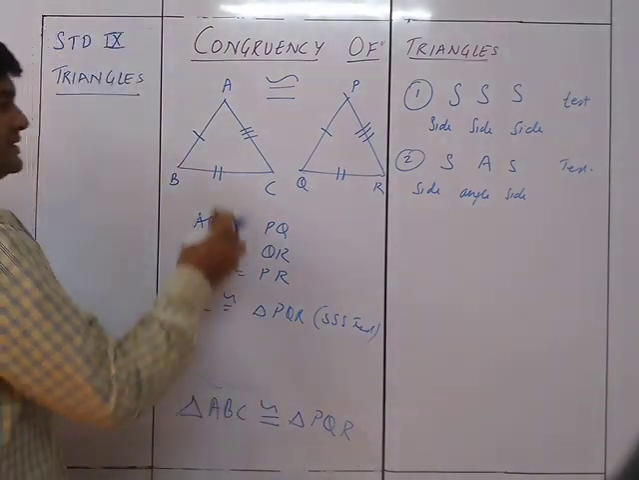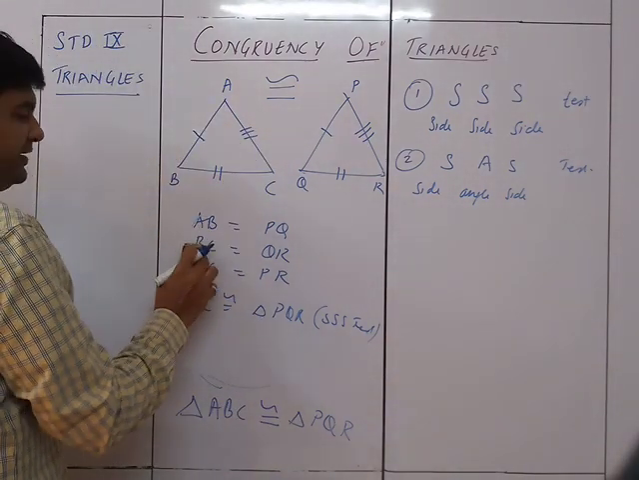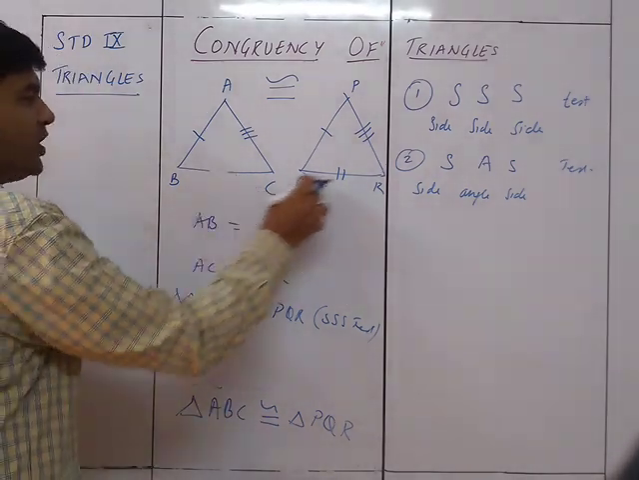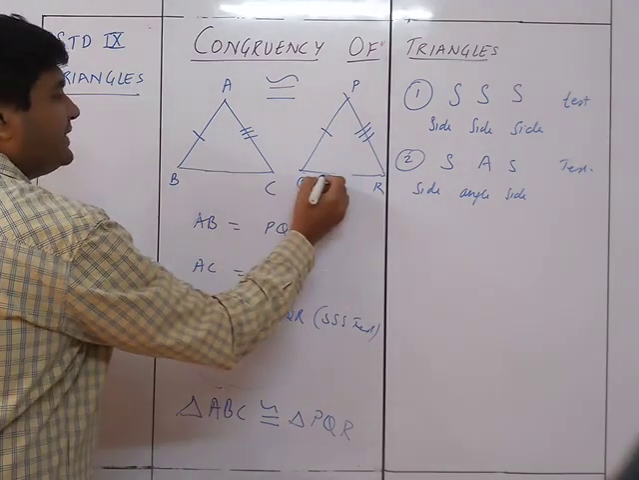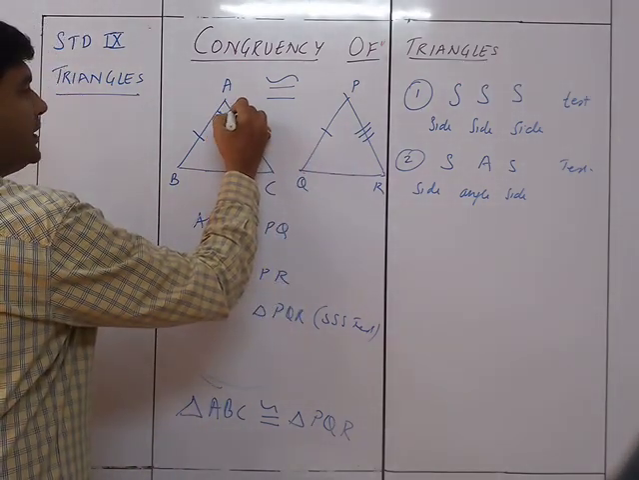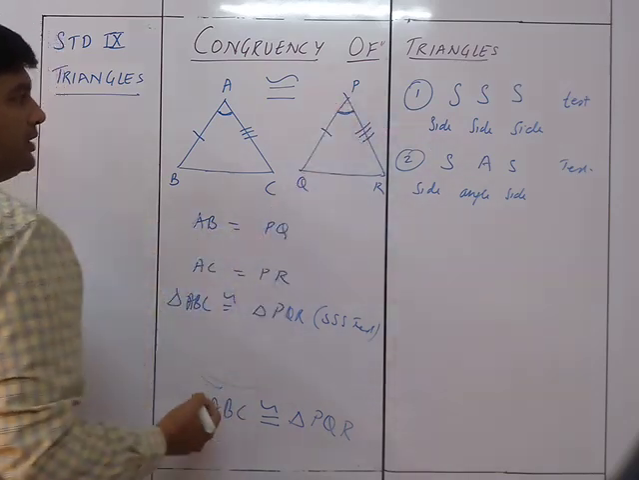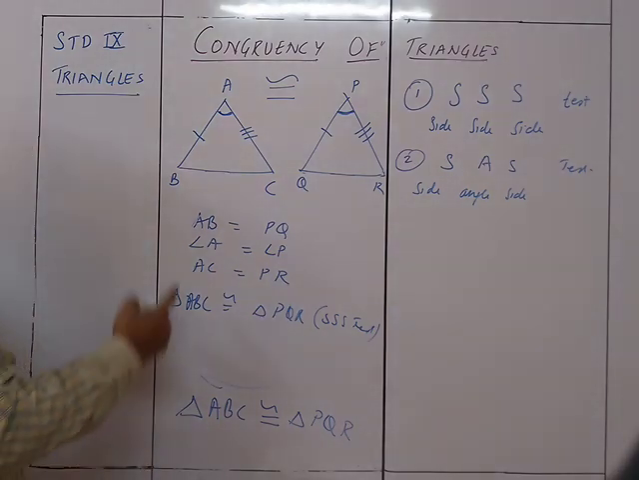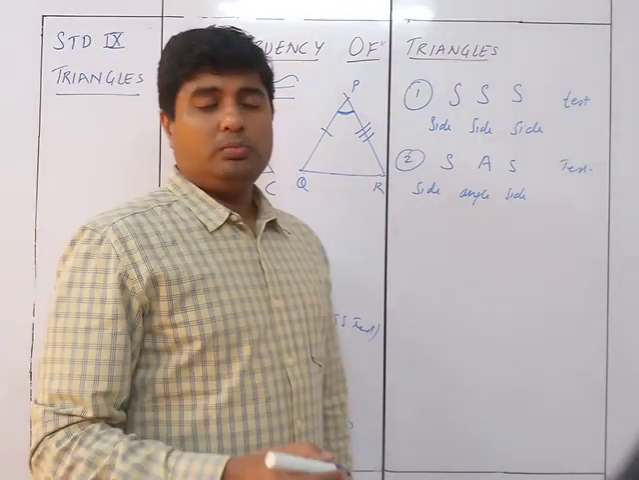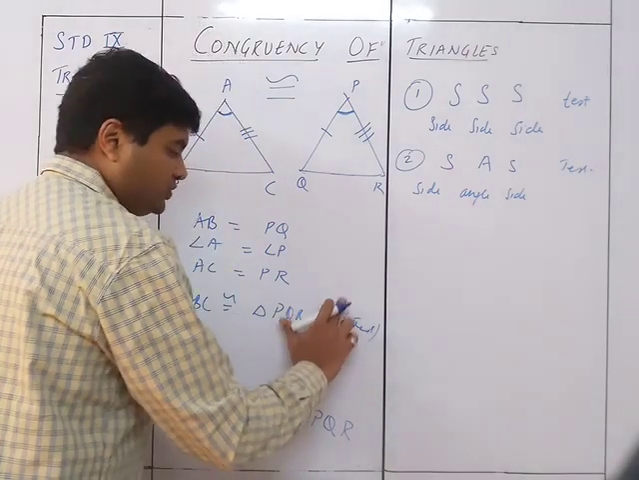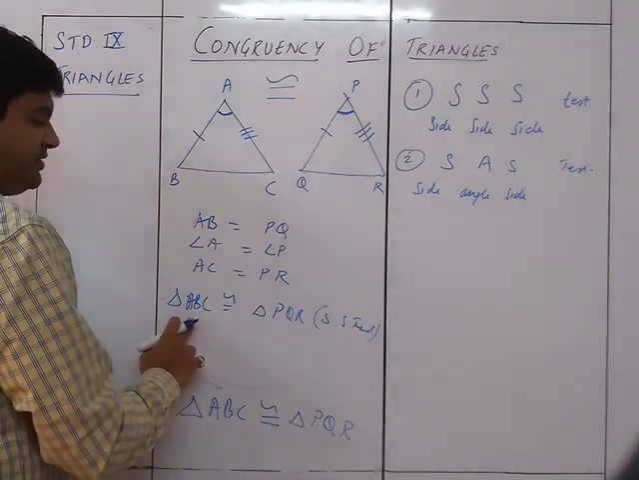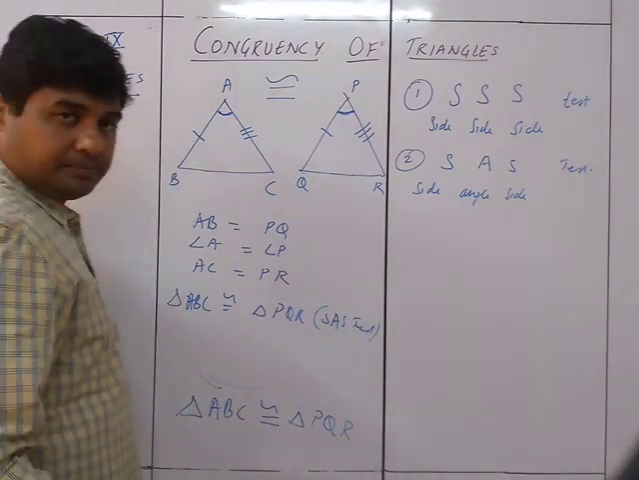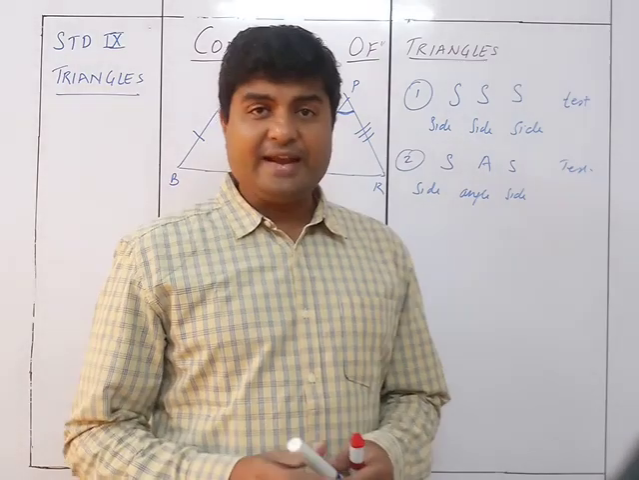In this case, suppose I am not given that BC is equal to QR, but instead they have told me that this angle over here is equal to this angle over here. That means angle A is equal to angle P. Then also I can say that the 2 triangles are congruent, and the statement will be triangle ABC is congruent to triangle PQR by SAS test, side angle side test.